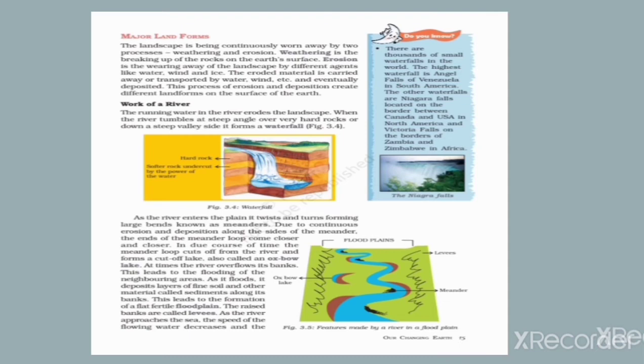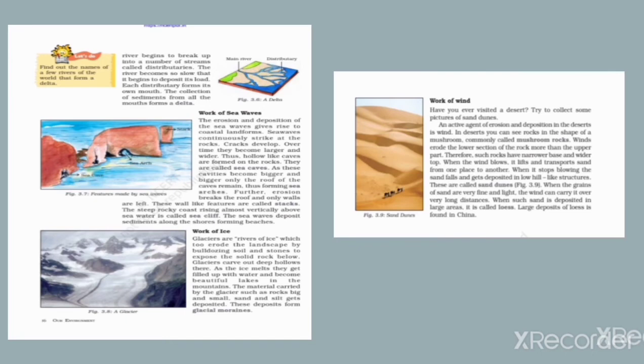As the river enters the plain, it twists and turns, forming large bends known as meanders. As the river approaches the sea, the speed of the flowing water decreases and the river begins to break up into a number of streams called distributaries. The river becomes so slow that it begins to deposit its load. Each distributary forms its own mouth. The collection of sediments from all the mouths forms a delta.